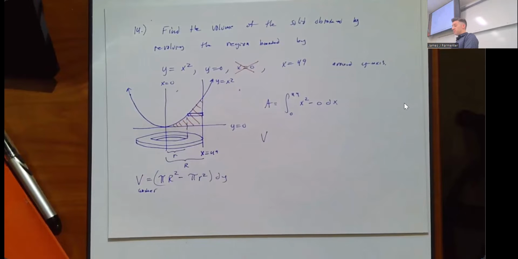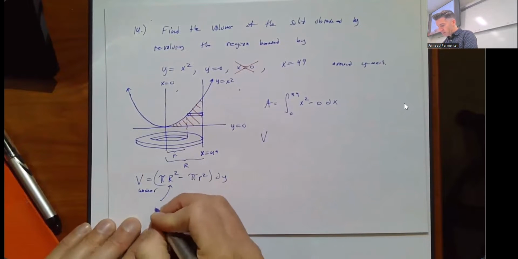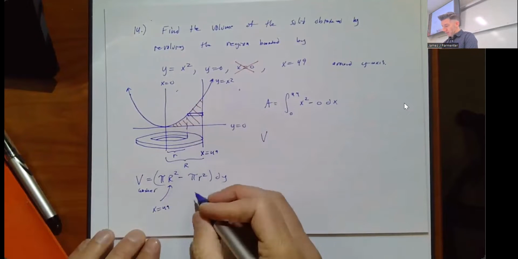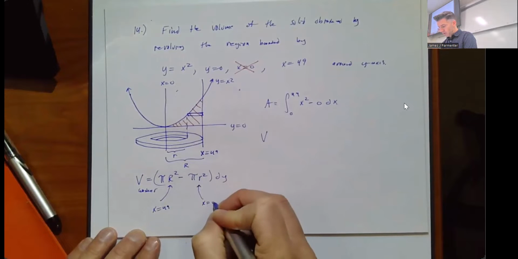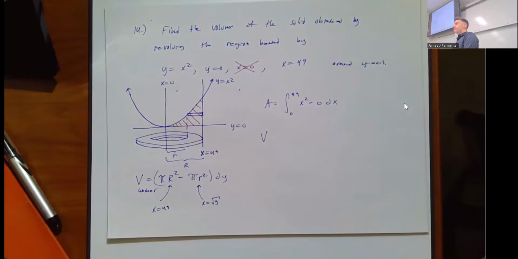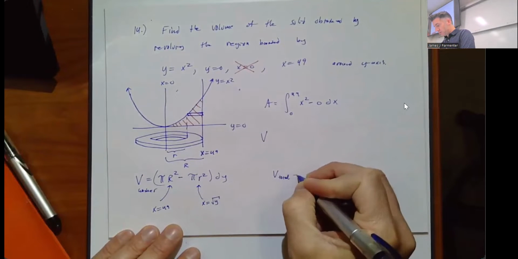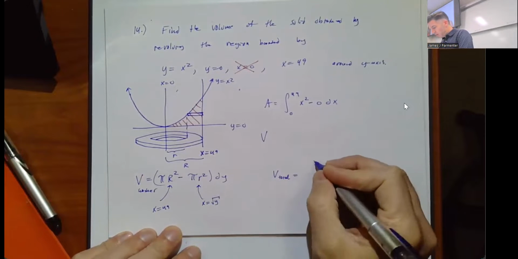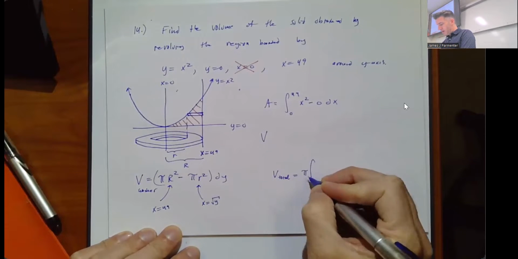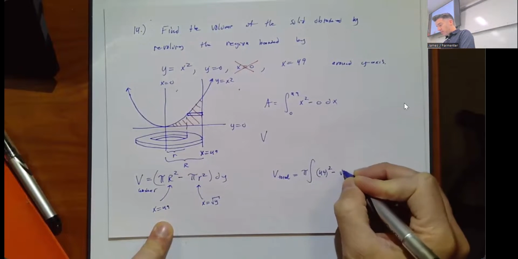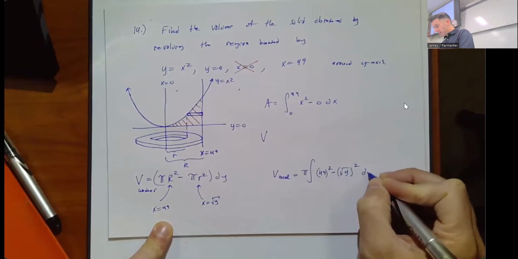The big radius is easy, just x equals 49. The small radius is a little bit more work. Instead of being y equals x squared, we have to solve for x and say it's going to be x equal to the square root of y. And then we toss it all into the thing. So the total volume is going to be the integral, let's factor out the pi, of 49 squared minus the square root of y squared dy.